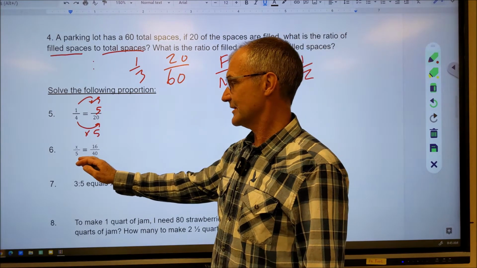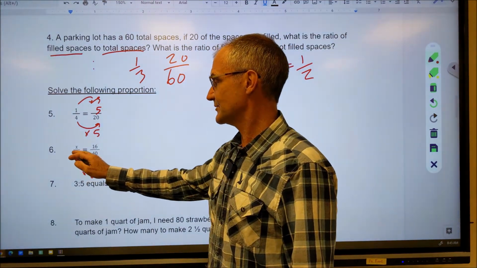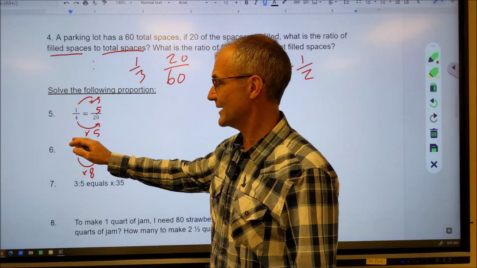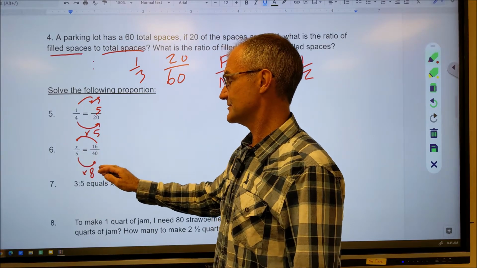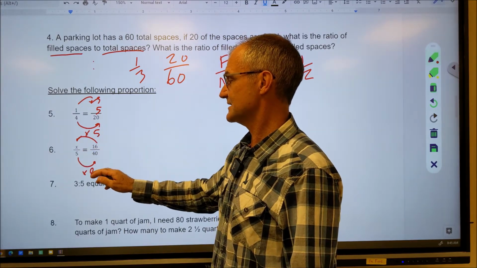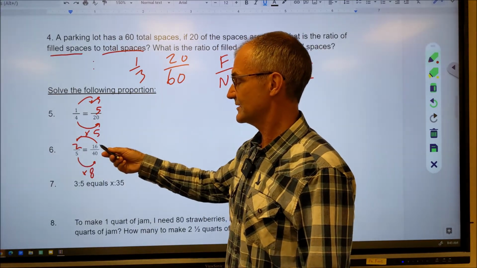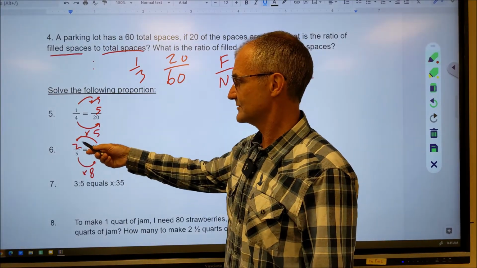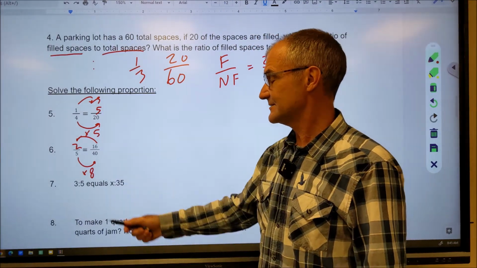Let's look at the next one. How do I get from 5 to 40? I multiply by 8. So if I multiply by 8 this way, I need to go backwards that way. So I've got to divide by 8. Right? The reverse of multiplication is division. So 16 divided by 8 is 2. And the check is 2/5. The equivalent of 16/40 is? Well, times 8, times 8. Yes, it is.